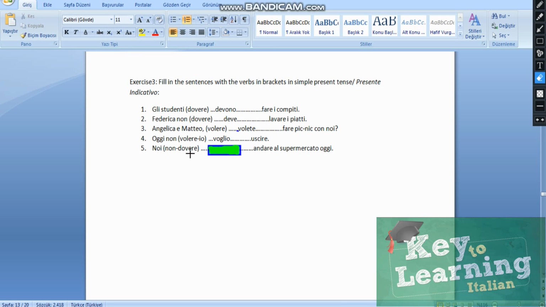Noi non dovere andare al supermercato oggi. And here again, we need to conjugate the verb dovere in the first plural person, noi. And it becomes: oggi noi non dobbiamo andare al supermercato.